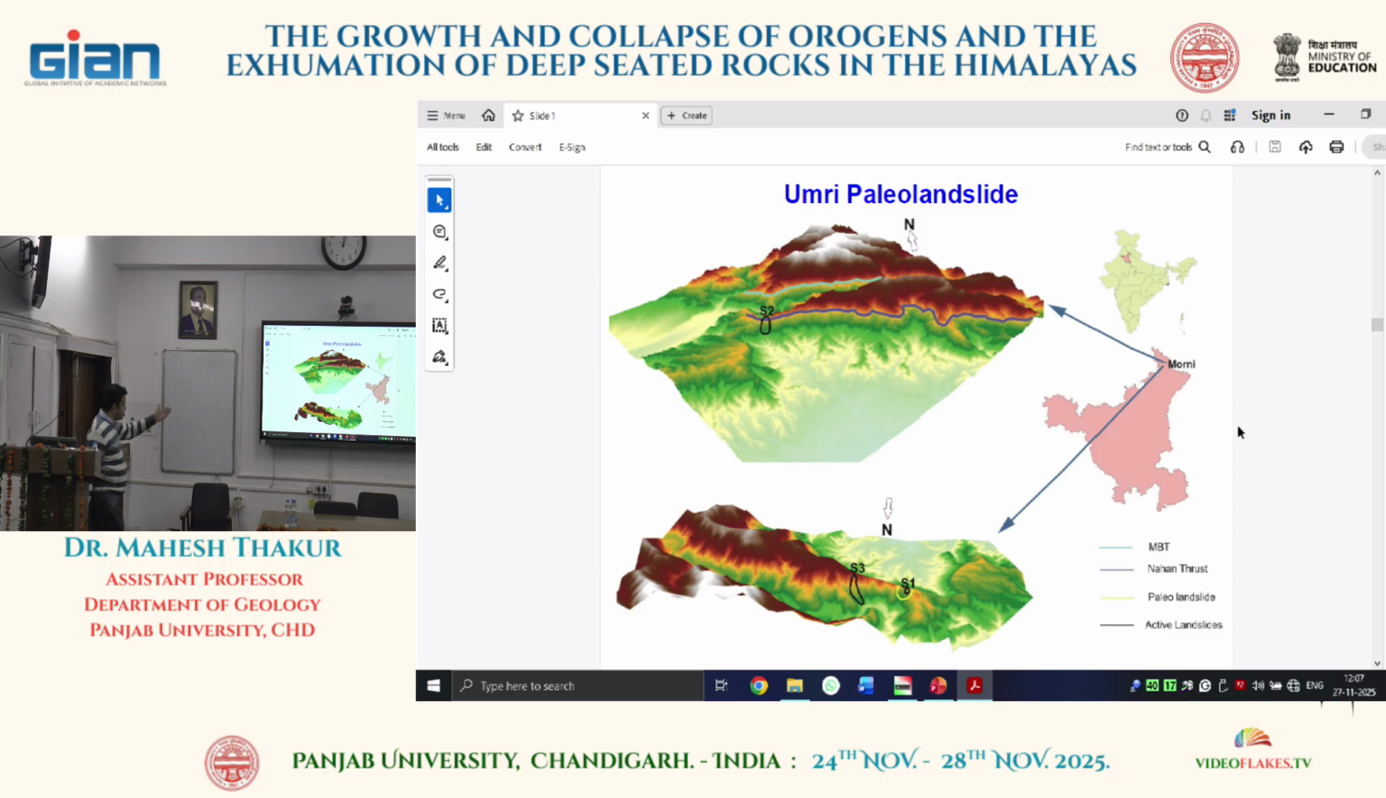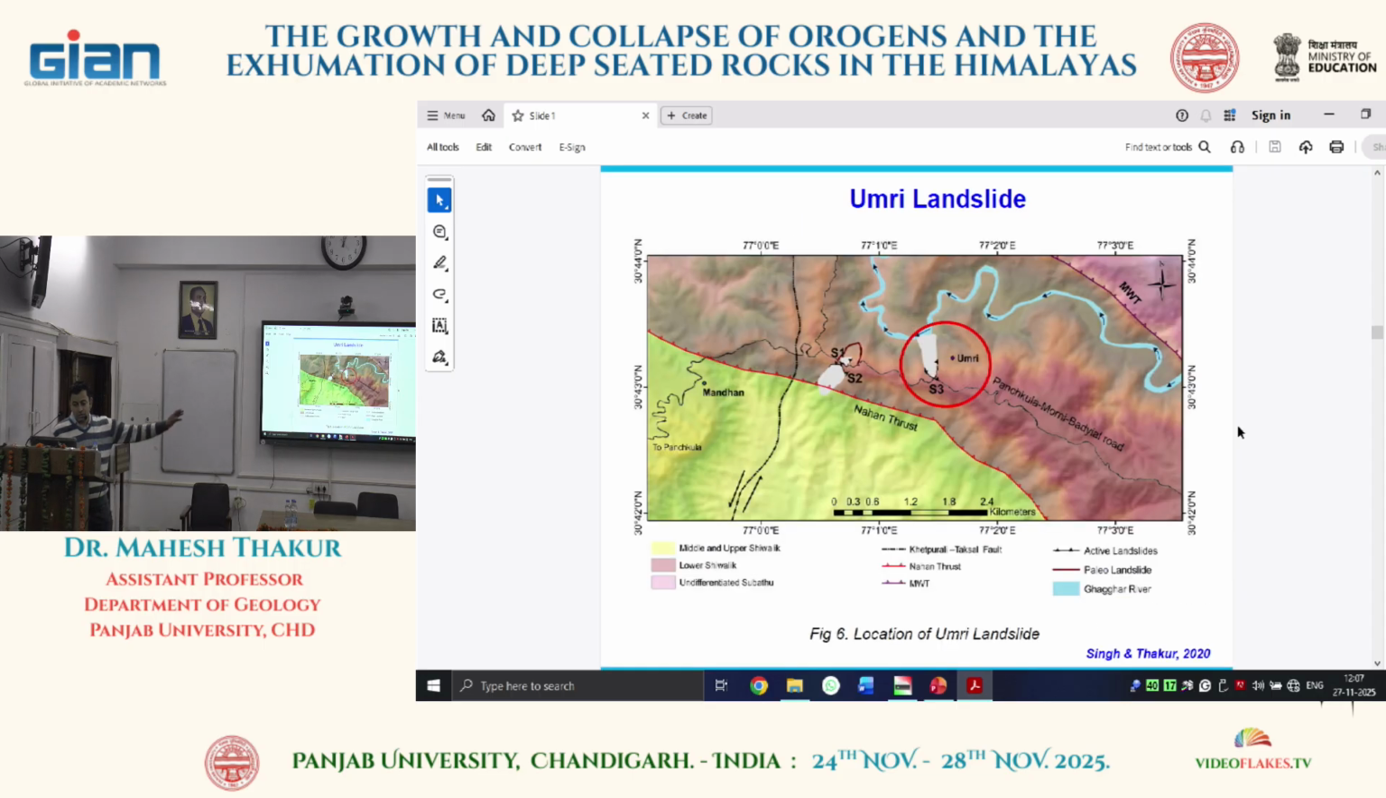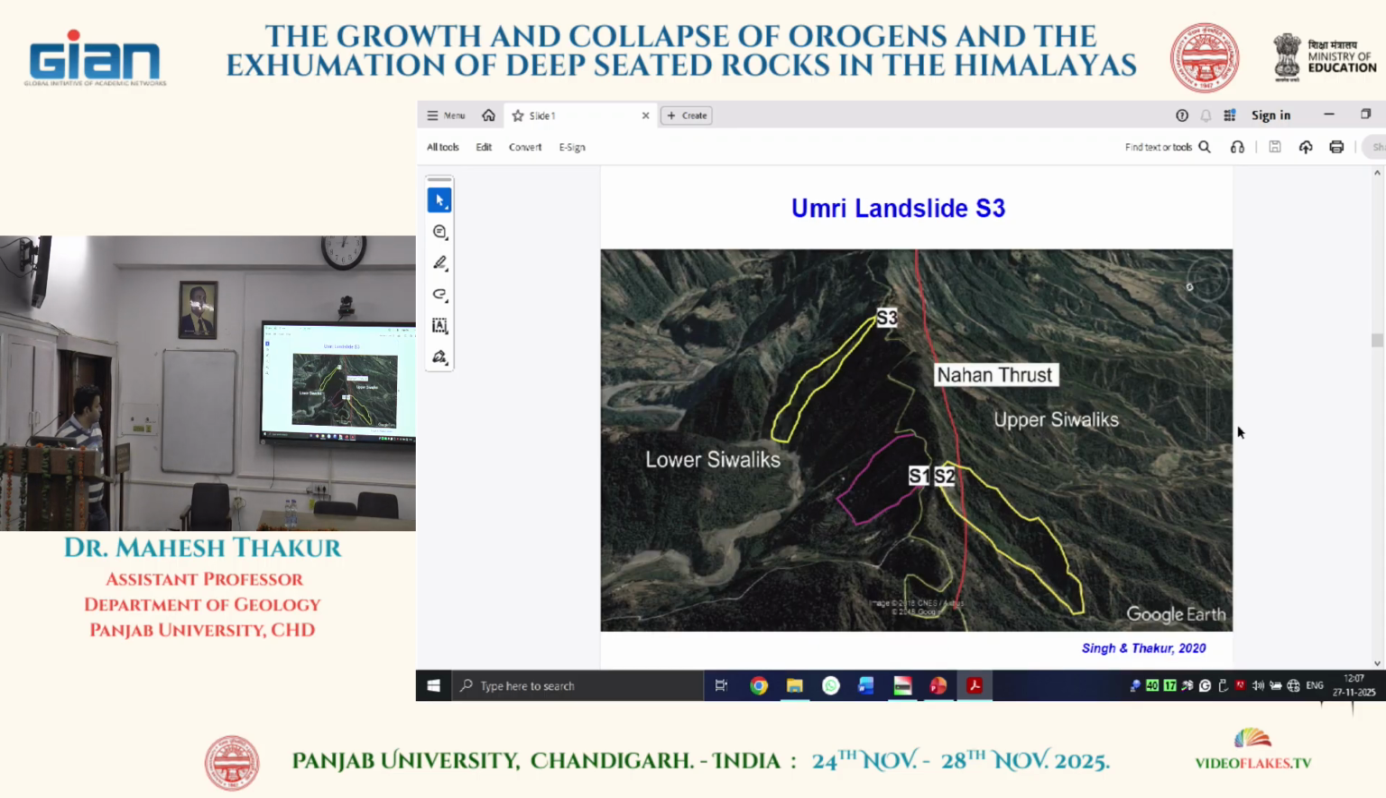Then there is another landslide, which is known as the Umri landslide. This is very close to Chandigarh. We again see a strike-slip fault. The Umri landslide is a big landslide, approximately 1 or 2 kilometers. At the toe of this landslide, we again see signatures of some strike-slip fault, and also in the body of the landslide. So this is how it looks.